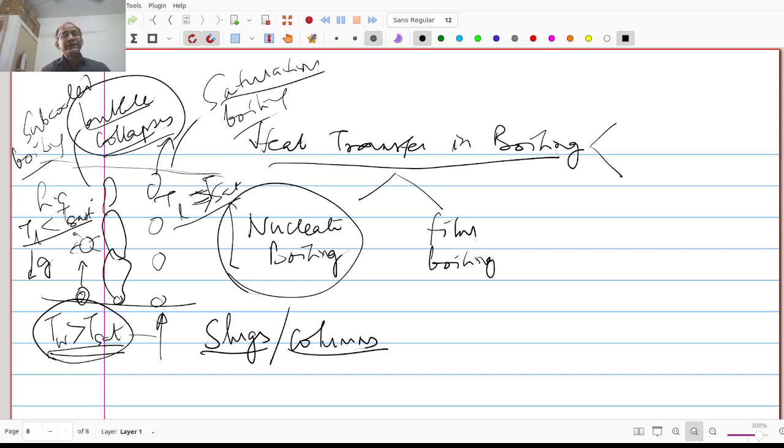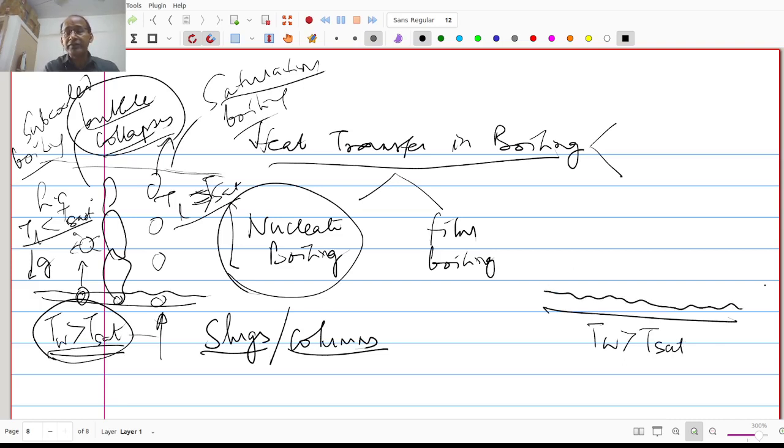Okay. So eventually we reach a certain state where these slugs or columns become widespread all over the surface, then you get what is called film boiling, where this is T wall greater than T sat. Okay, there is a reasonably continuous film of vapor that starts forming on the surface, and then there are slugs and columns of vapor that escape from above this. So this is the liquid surface, let us say. So this kind of a boiling, where there is a vapor film which is stably formed between the liquid and the solid surface, is called film boiling.